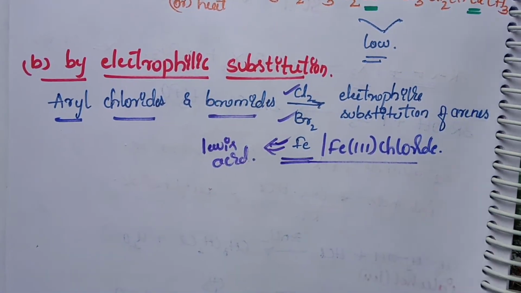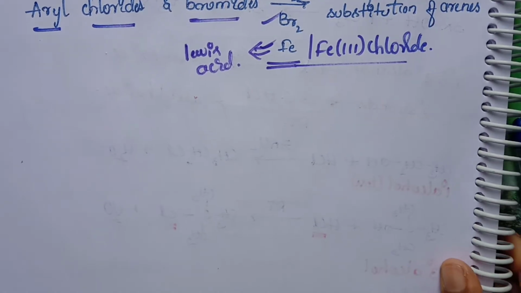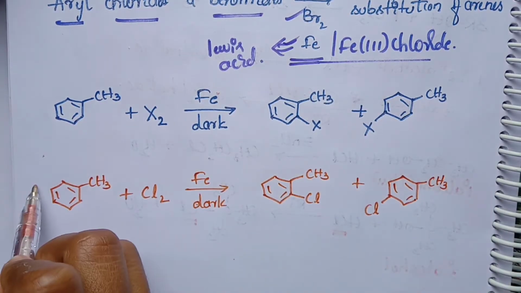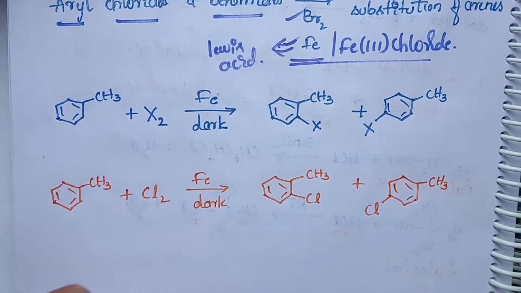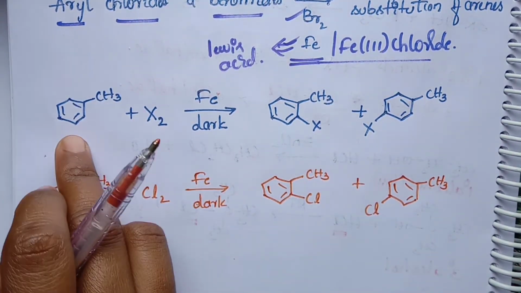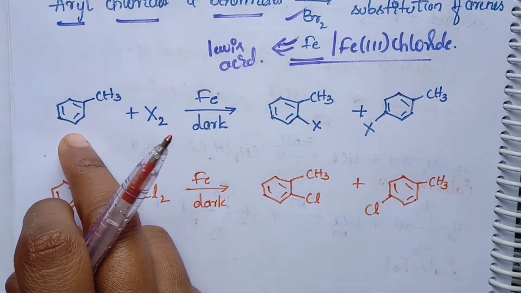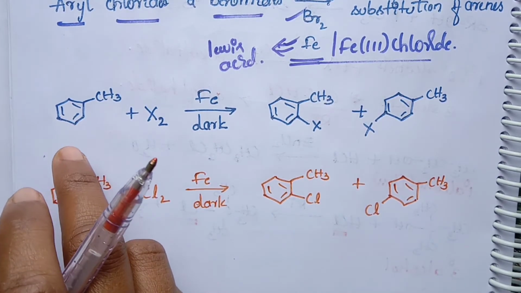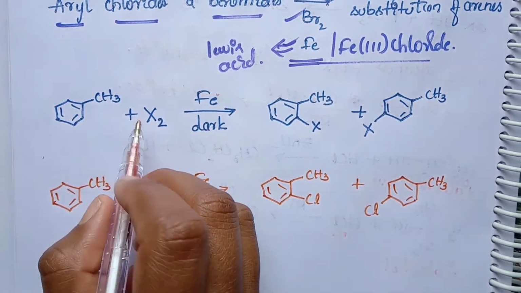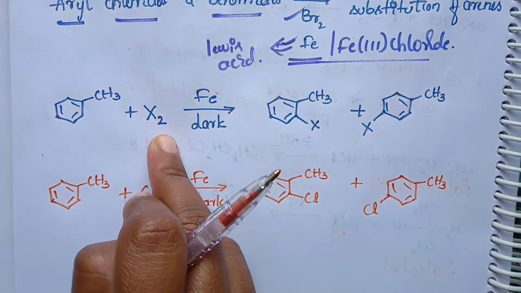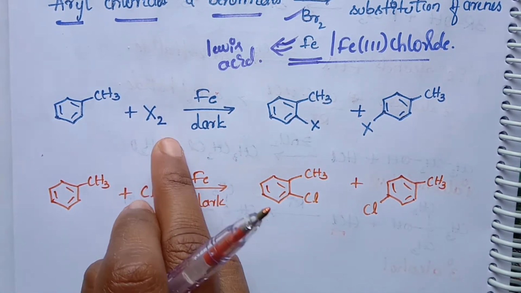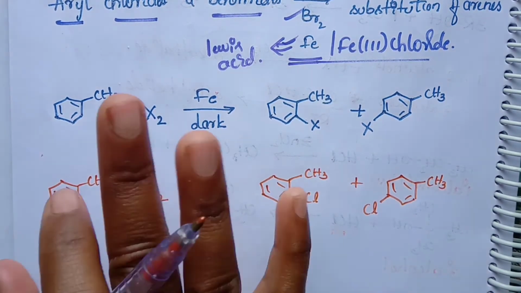Yes, I will show you through the reaction. These two reactions are examples of electrophilic substitution. Here aryl chlorides or bromides will be prepared, by the substitution of the arene. The arene will be treated with halogens like chlorine and bromine, only chlorine and bromine.